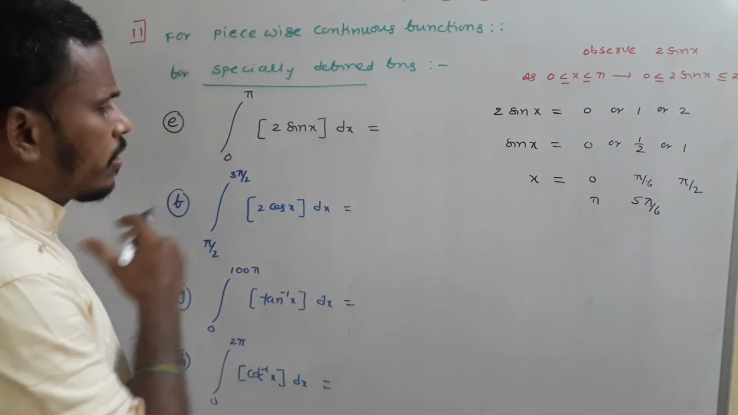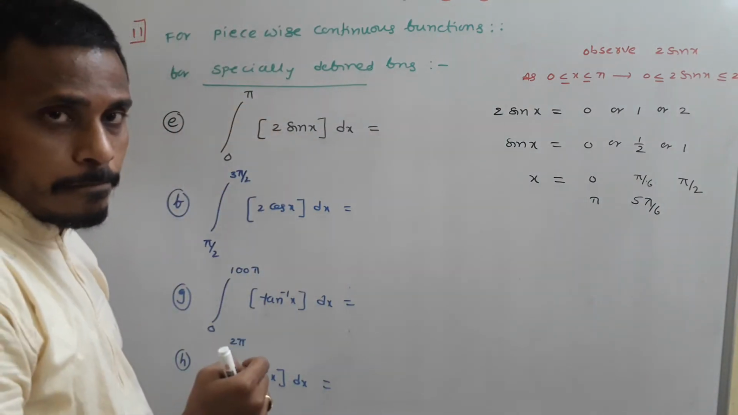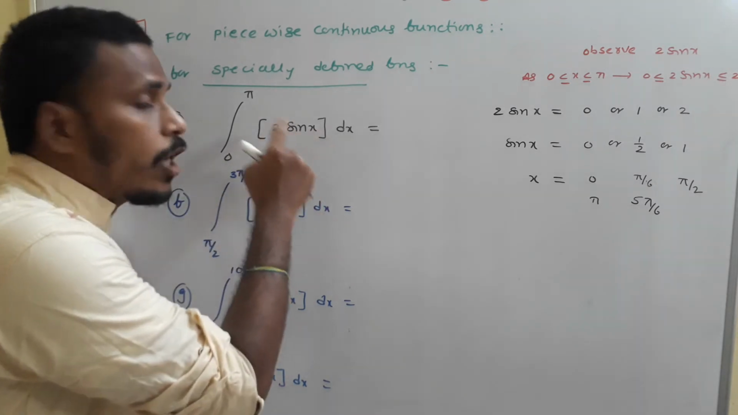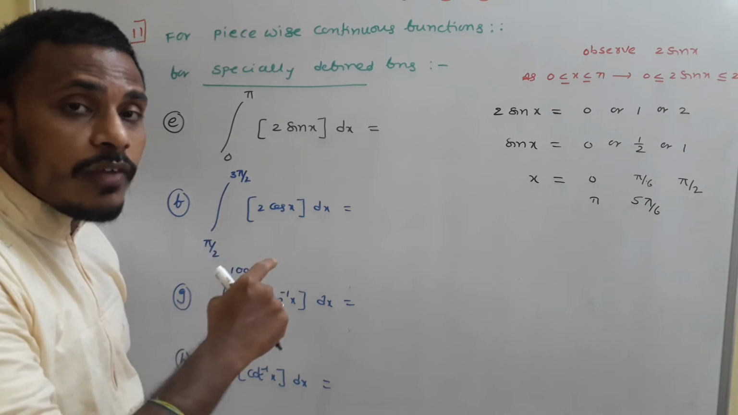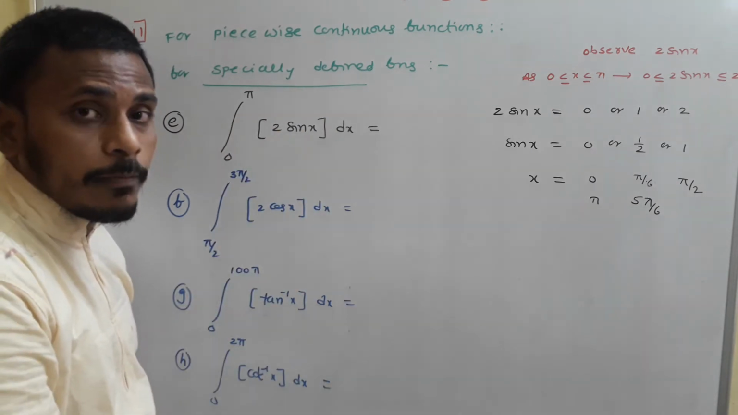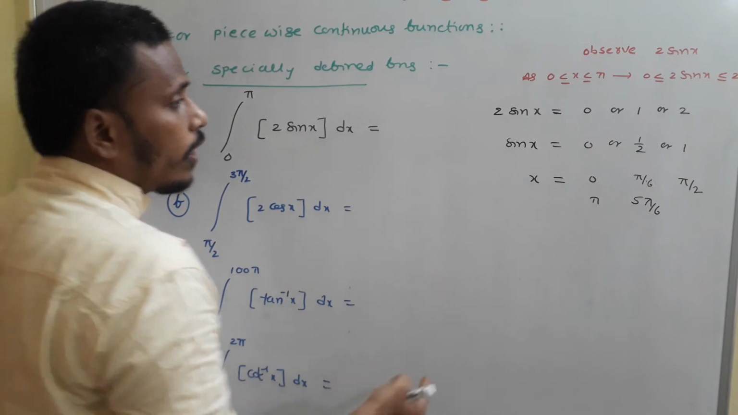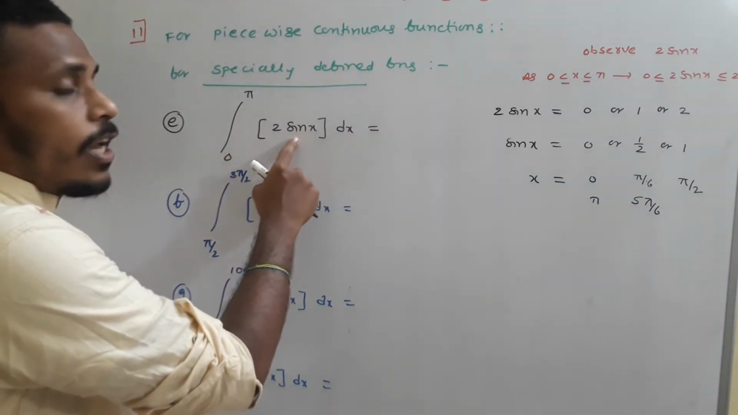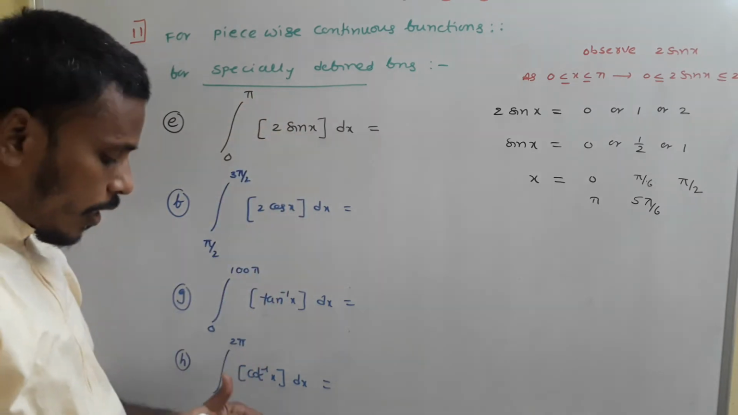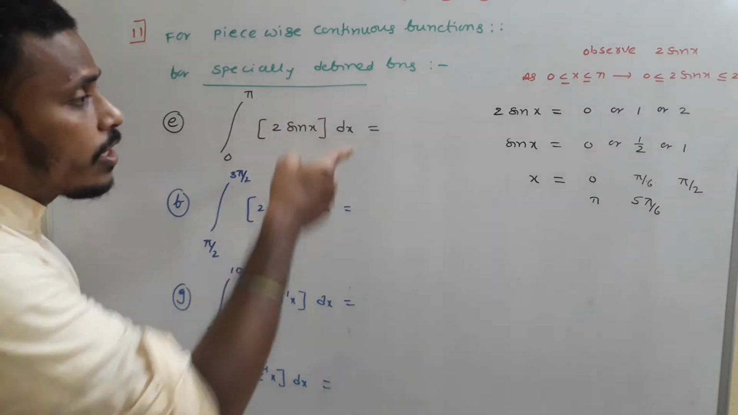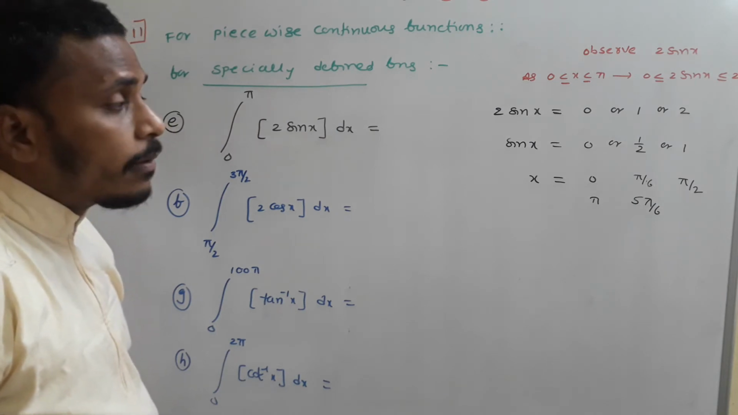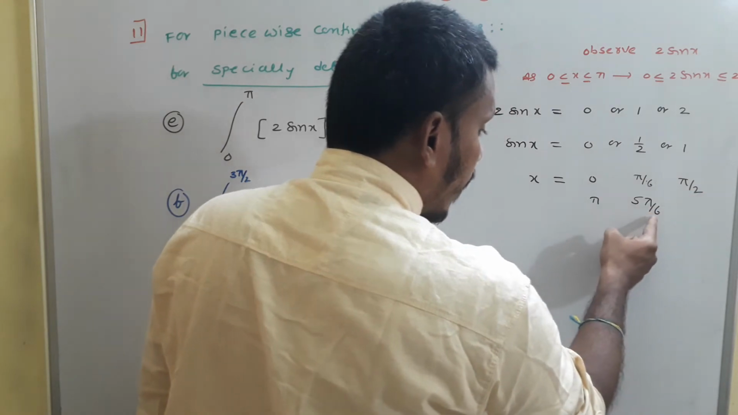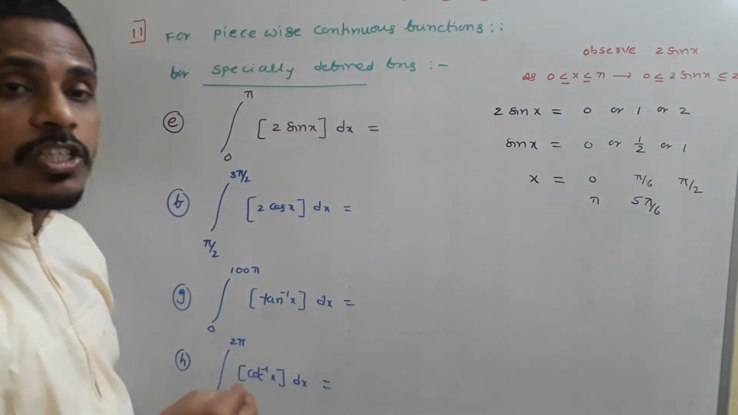Now just analyze this. We need to think about 0 to pi. Initially at 0, the functional value is also 0, but at what value of x is it changing from 0 to 1? It is changing from 0 to 1 at x equals pi by 6. At pi by 6, its sin x value is 1 by 2 and 2 sin x value is 1. So 2 sin x value is changing from 0 to 1 at pi by 6. And again pi by 6 to pi by 2, again pi by 2 to 5 pi by 6, and again 5 pi by 6 to pi.